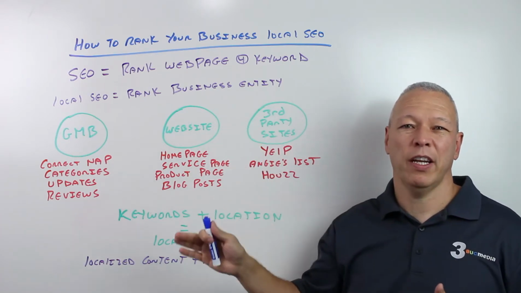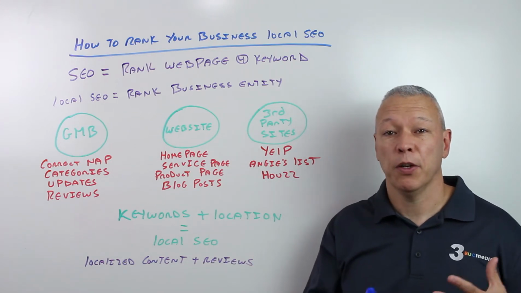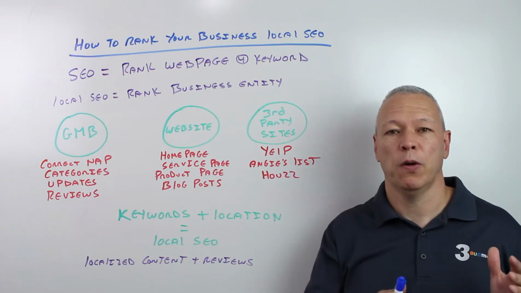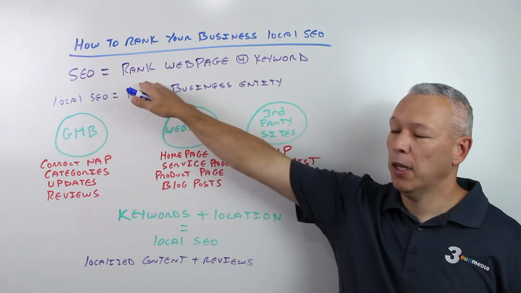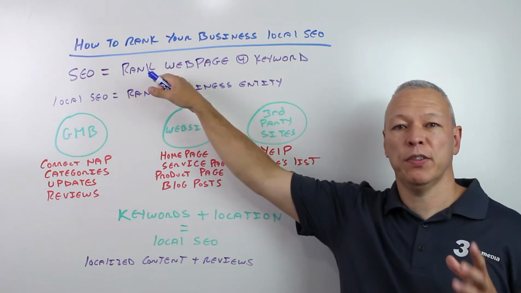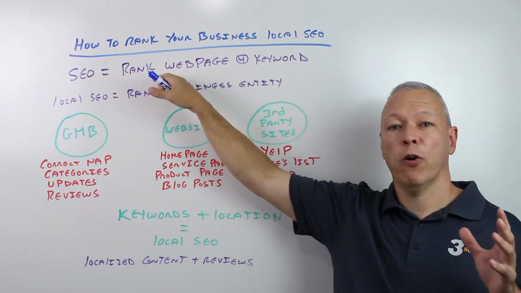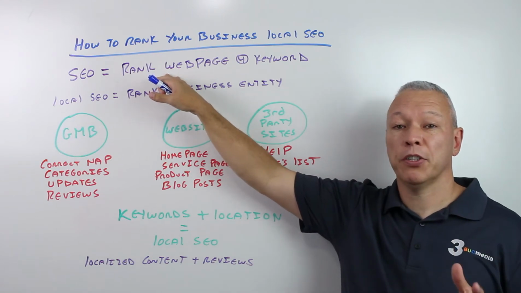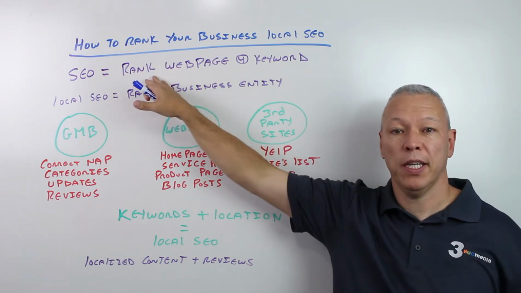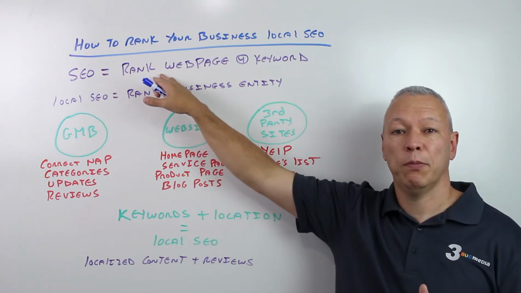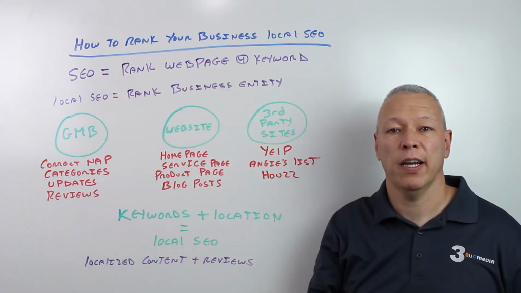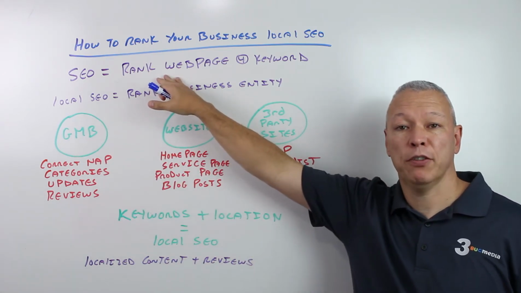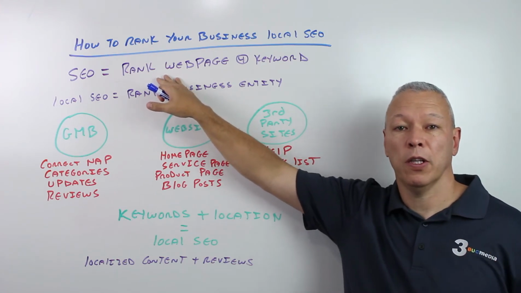To understand local SEO and how to rank your business in the local search results, you really have to understand the differences between SEO and local SEO. When it comes to SEO, it's pretty straightforward. You're trying to rank a specific web page on your website for a specific keyword. It's not easy to do, but it's very straightforward. You would take a page on your website, pick a keyword, create a content page, and optimize it with your title tags and your content. You would try to get links for it, and that will help you rank that page for that specific keyword.